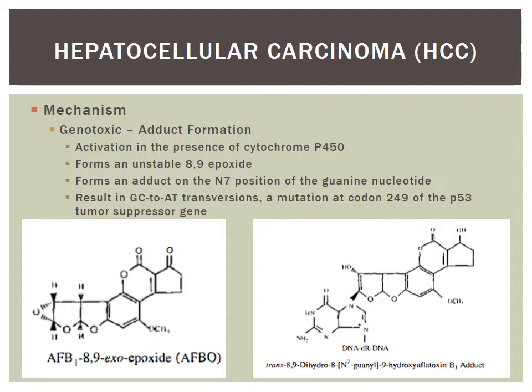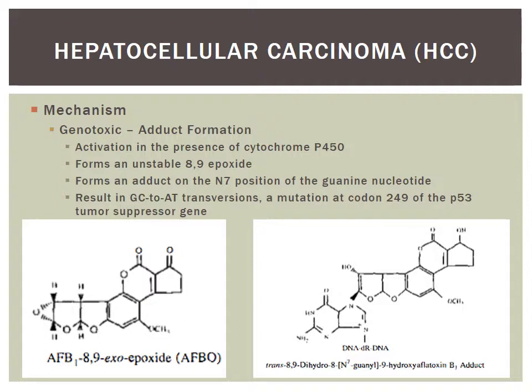Most carcinogens require metabolic conversion into reactive electrophiles, which then bind to the nucleophilic DNA bases. These DNA adducts have mutagenic tendencies. Aflatoxin B1 is activated in the presence of the cytochrome P450 to form an unstable 8,9 exoepoxide, which then links to the N7 position on the guanine nucleotide, forming the adduct that can be potentially carcinogenic, and serves as the biomarker for exposure to the carcinogen.